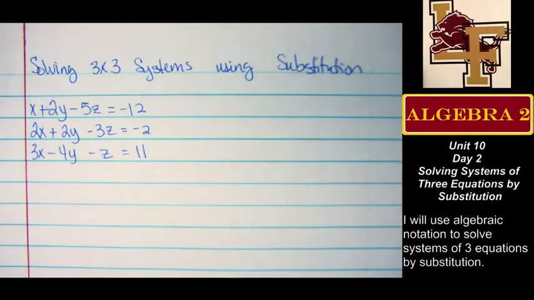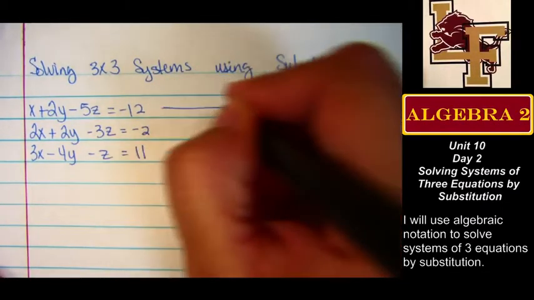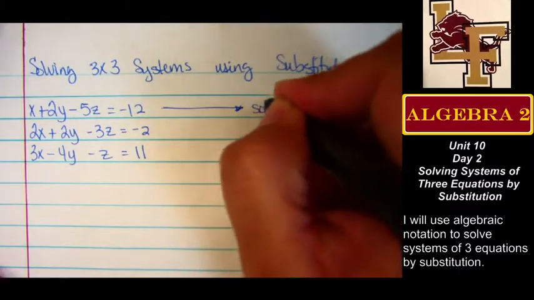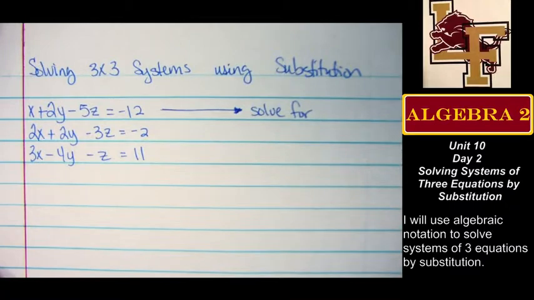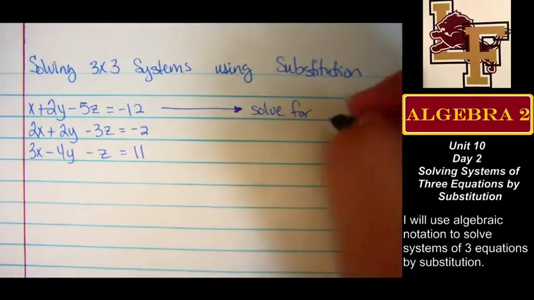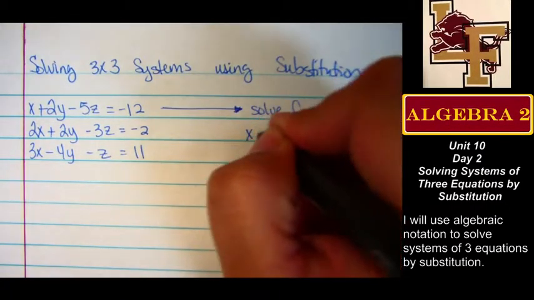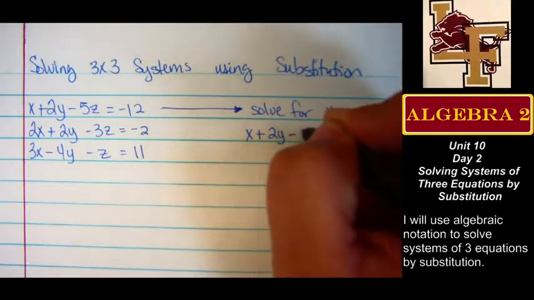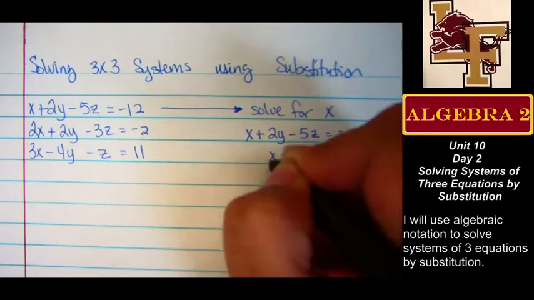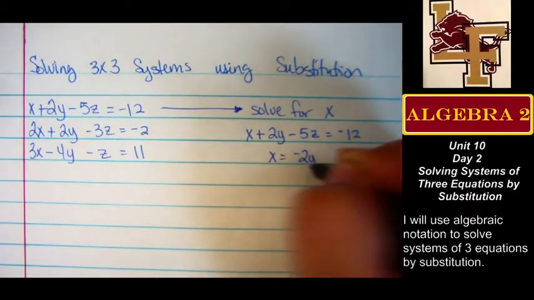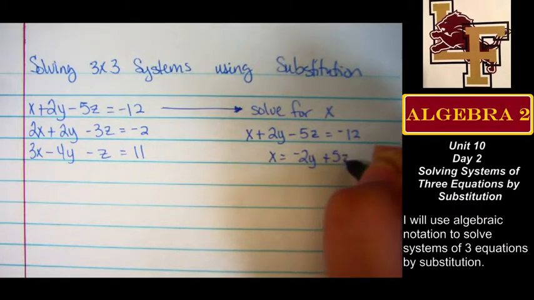Pick one of the equations to solve for one of its variables. The first one. And what are we solving for? You get to pick x. All right, so I'm going to solve this equation for x because you told me to. All I did was subtract 2y from both sides, and then I added 5z.